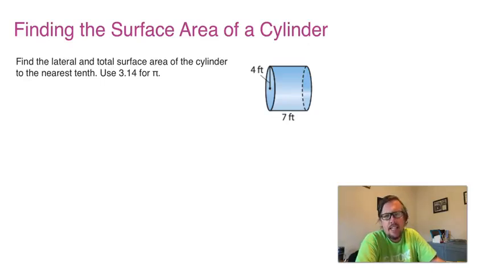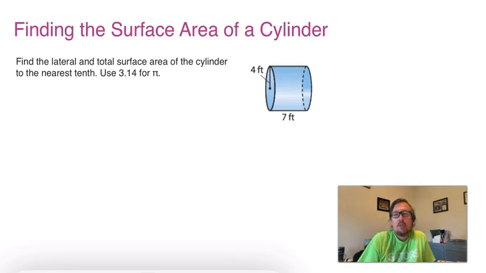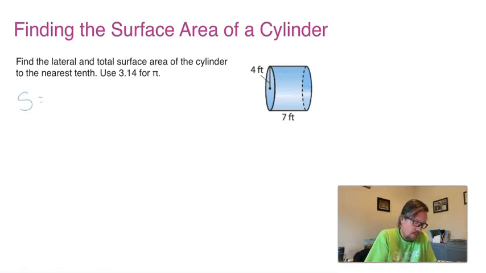Let's learn how to find the surface area of a cylinder. So we've learned previously how to find the surface area of prisms, and finding the surface area of a prism used a very consistent formula. And the formula for finding the surface area of a prism looked like this.